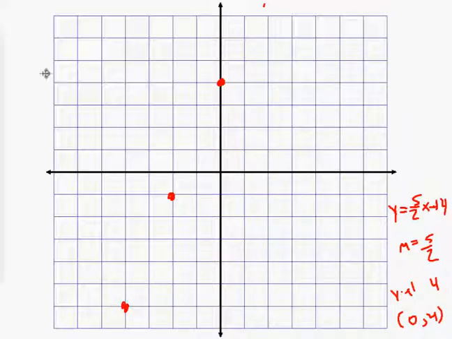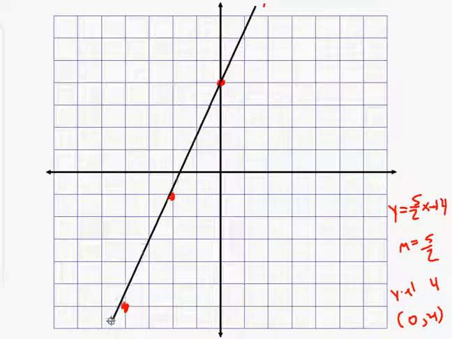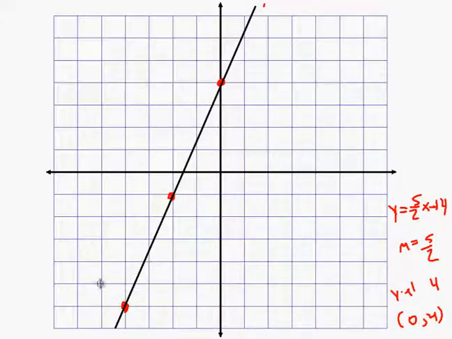And then I can connect that. But I won't connect that last point because it's not where it should be. And that's my line. And anything with a positive slope, as I read left to right, should be going up. And anything with a negative slope should be going down. Any questions on this so far?